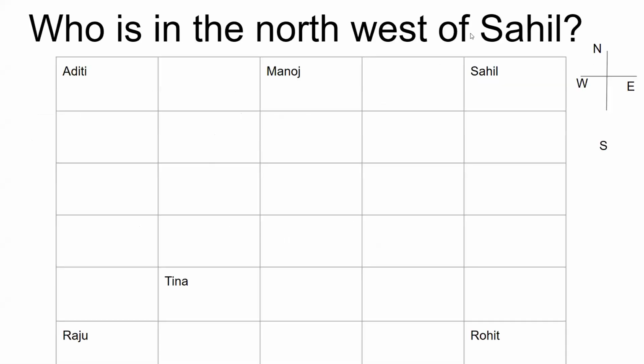Then who is in the northwest of Sahil? Northwest means in this position. So Sahil is here, north, then we have west here. So obviously it will be, yes, I got your answer. Pause my video, give your own answer, then check it with mine. It will be Aditi.